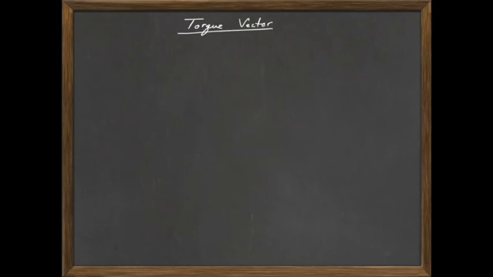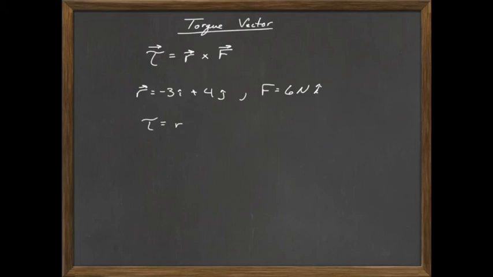Now we're going to start this idea of cross products with torques, because torques are actually cross products. So let's say that the R vector is negative 3I plus 4J, and the force vector is just, I don't know, 6 newtons in the K direction. So how much torque is felt about the origin given these vectors?